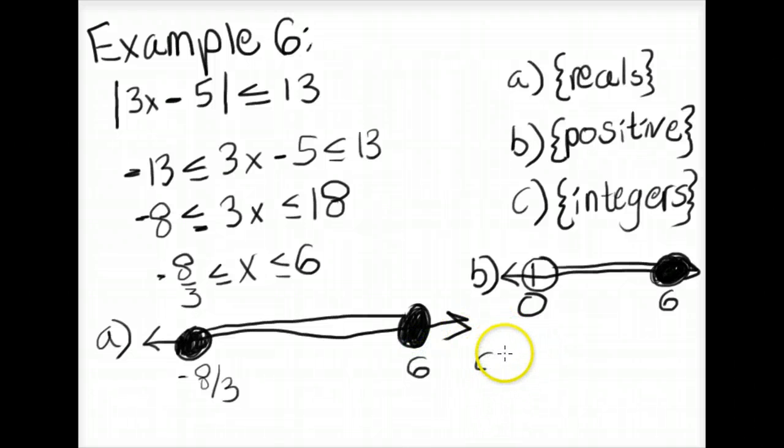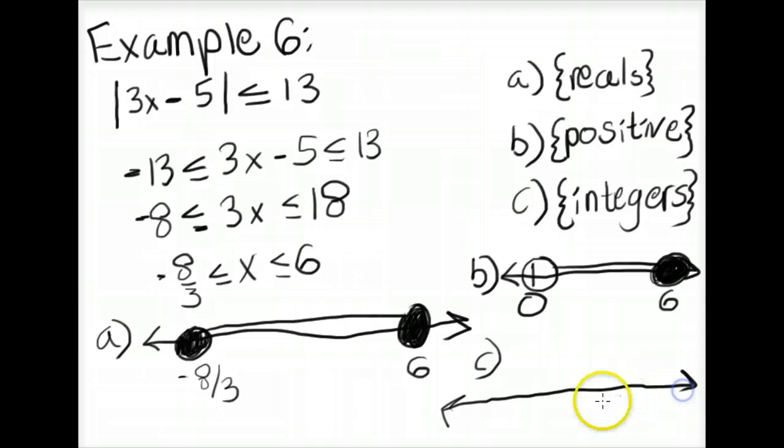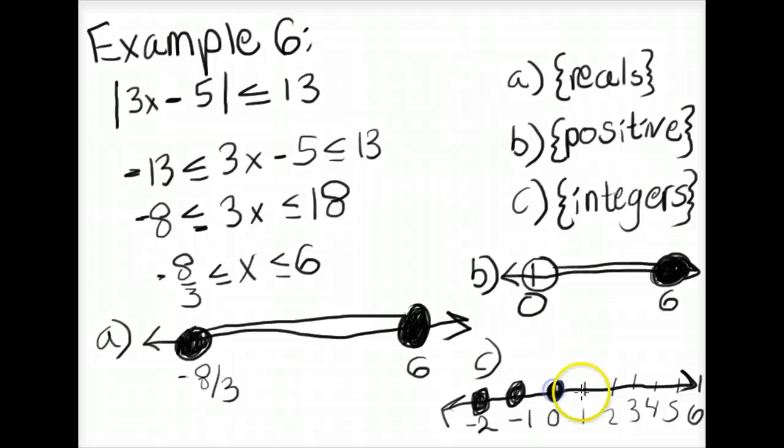And C, for just integers, we would represent this on the number line showing the integers between negative 8 thirds and 6. So that would be negative 2, negative 1, 0, 1, 2, 3, 4, 5, and 6. This inequality would include all these integers, so we would just show it as one closed circle at each: negative 2, negative 1, 0, 1, 2, 3, 4, 5, and 6.